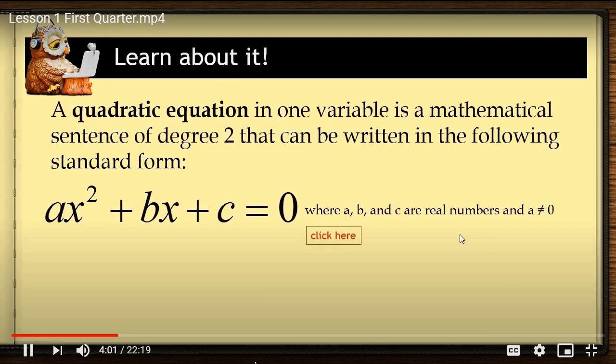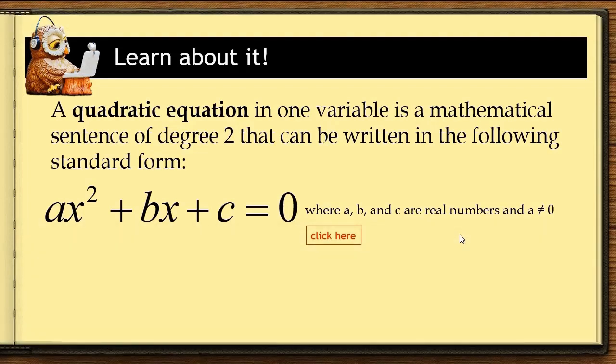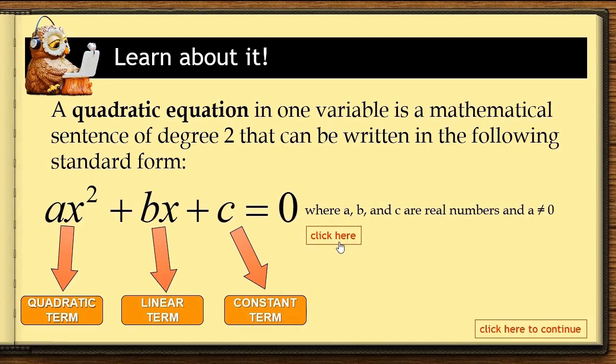Let us continue our discussion about quadratic equations. We have learned that the standard form of a quadratic equation is ax squared plus bx plus c equals 0. Now, a quadratic equation is also divided into three parts: the quadratic term, the linear term, and the constant term. The quadratic term is represented by ax squared, the linear term is bx, while the constant term is c. So let's learn more about these three parts.